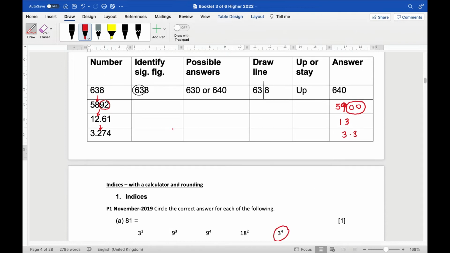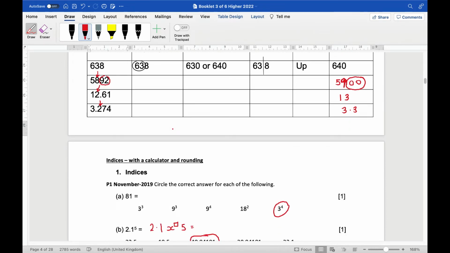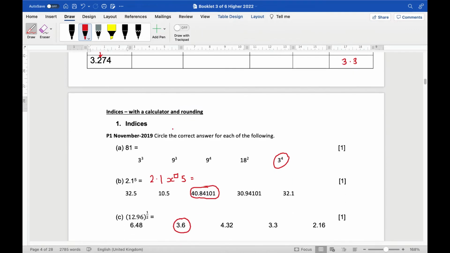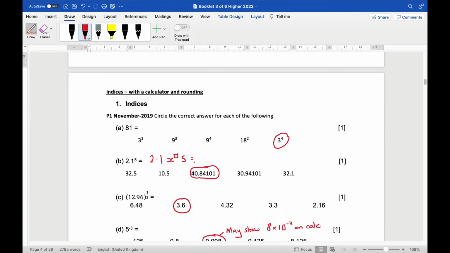Hopefully that makes sense. Again, not much to say on the next section, indices with a calculator. I've dumped all these into my calculator. All I've written here, if it doesn't make sense, is I wanted to show you that calculator button, which allows you to put that 5 there.